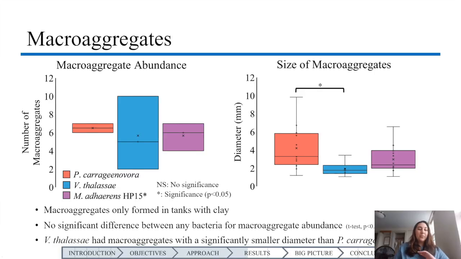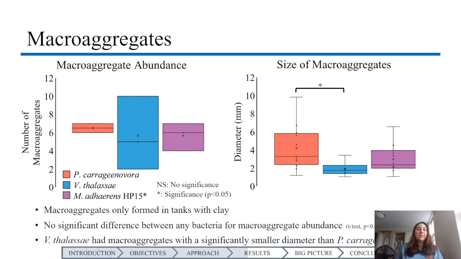So we've done an introduction, we've gone through our approach. Now we're going to move into the results that we received. Before going over the results in detail, I must first give a disclaimer that despite the extensive measures taken to ensure sterility, the first set of roller tanks for Marinobacter adherens HP15 had to be rerun due to a fiber contamination, and the second set is indicated with an asterisk after the name.